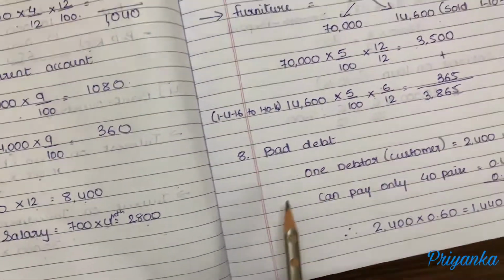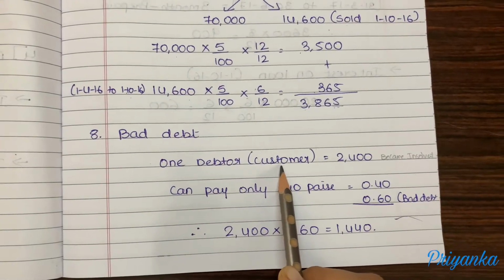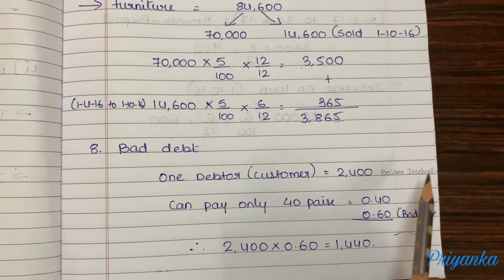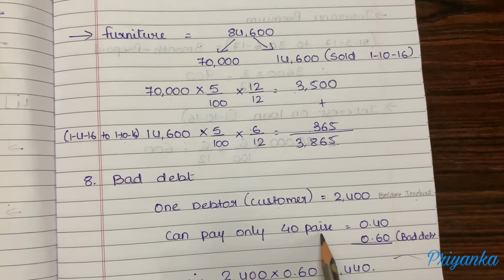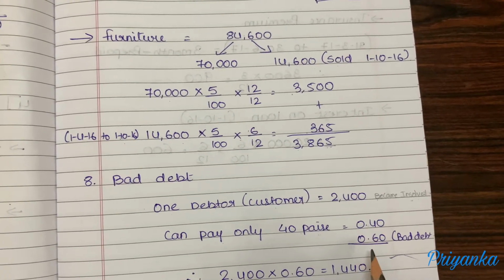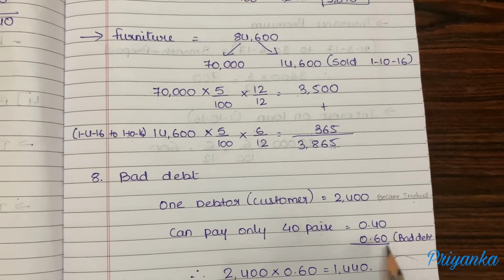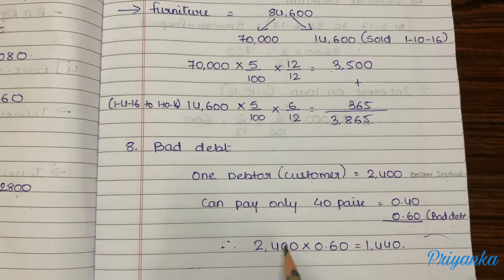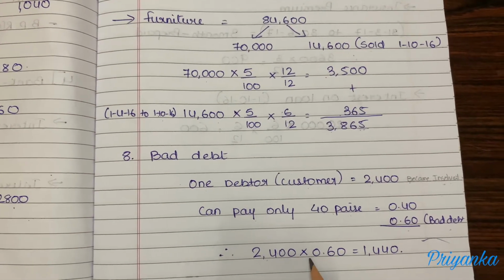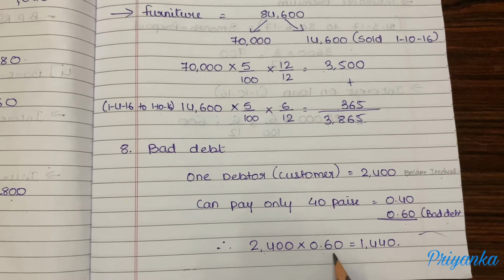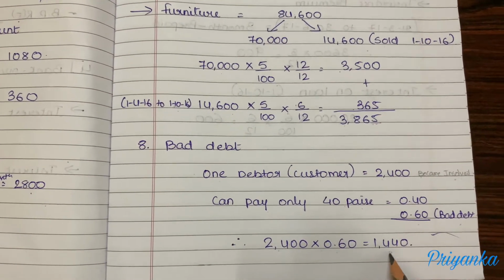So here my calculation is, where I wrote that one of the debtor, which is the one of the customer, become insolvent, means not in the position to pay 2,400 but can pay only 40 paisa. So out of 40 paisa the person is going to pay, remaining 60 paisa will become bad debt. So take the amount of the customer, get multiply with the remaining amount, that is 60 paisa, we get 1,440. That means your bad debt.